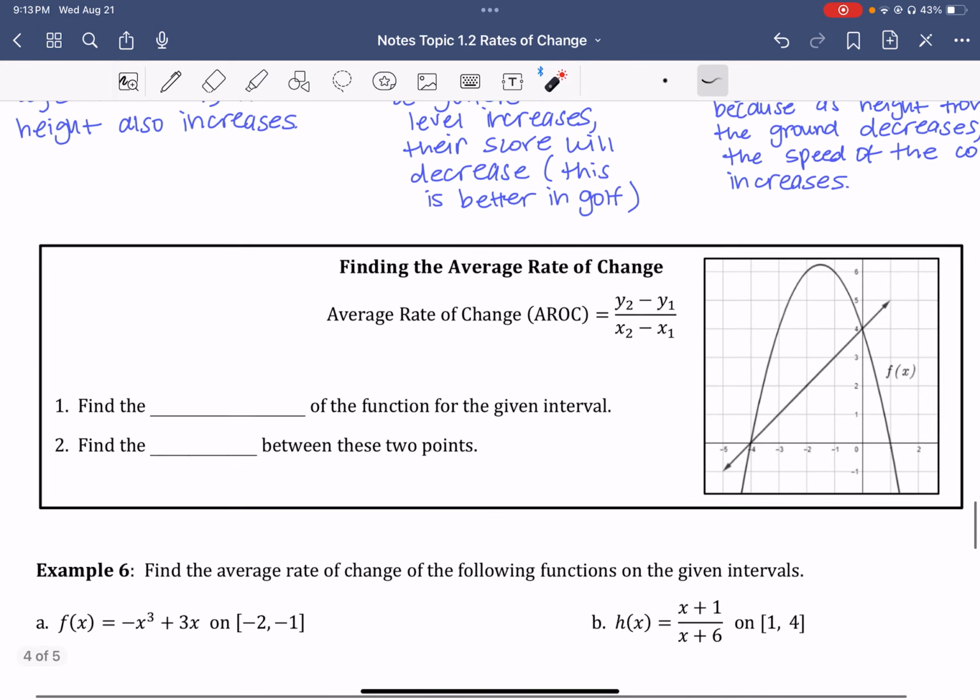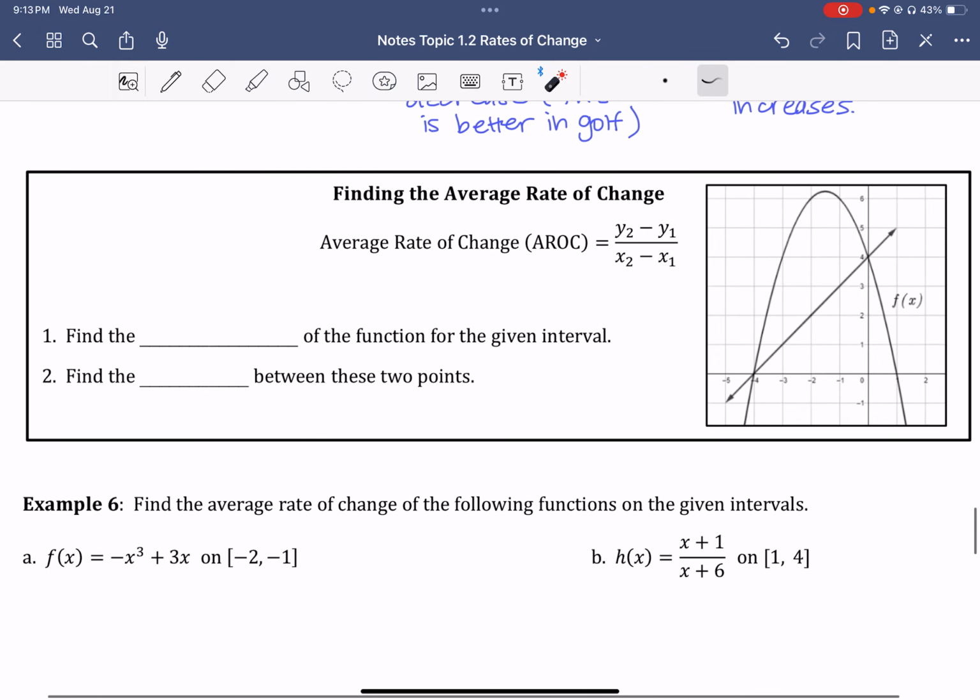Okay, now let's find the average rate of change using a formula. So you might recognize this formula from middle school. You know it as the slope formula. It's y sub 2 minus y sub 1 divided by x sub 2 minus x sub 1.